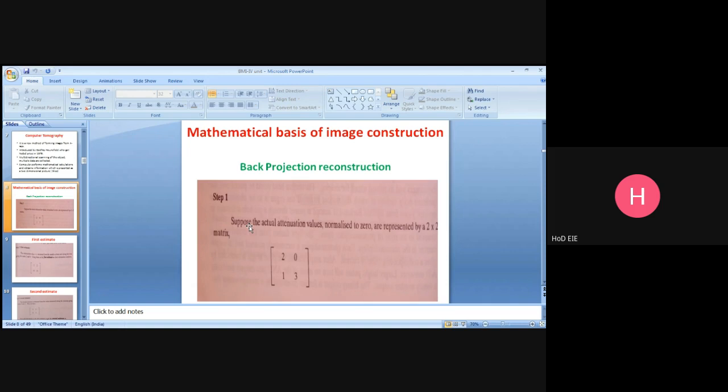Here there are several steps involved, and we have to arrive at several estimates, that is your first, second, third, as well as your final estimate, or the final image you are finally obtaining, which we call your slice. So we'll move on to this.